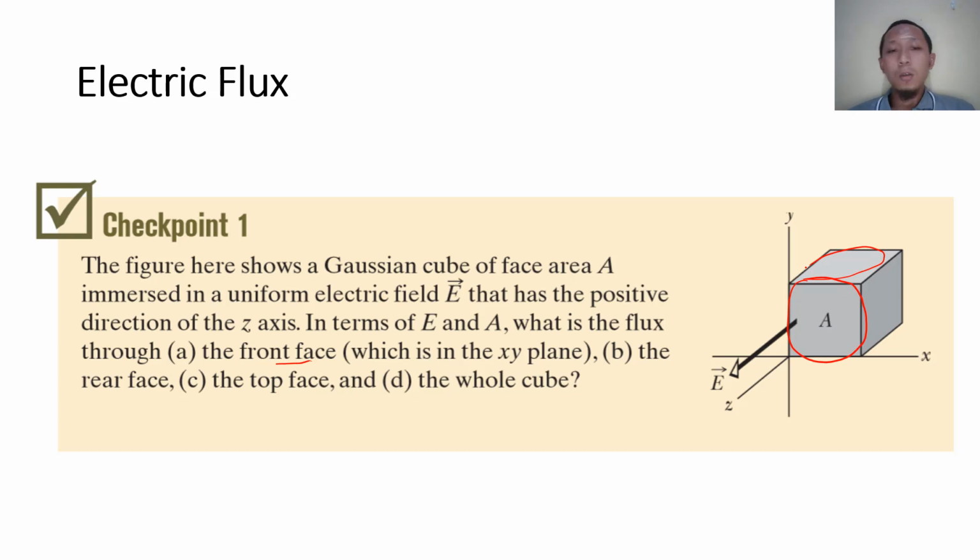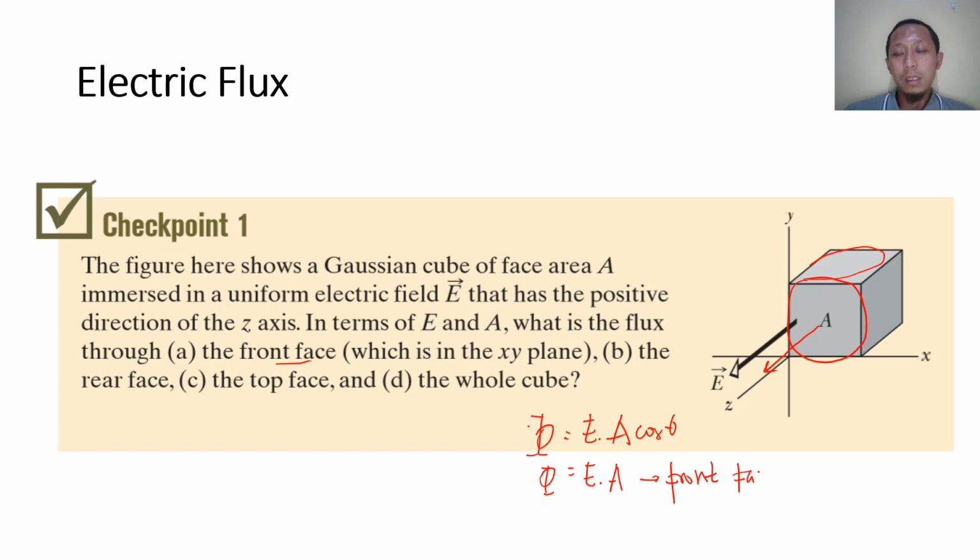So to calculate it, first the front face. This is the E, and this is also the E. So the total flux is E dot A, that is, E A cosine theta. But because the directions of E and A are the same, theta is 0, so the total flux is E A. This is in the front face. This is the answer of A.